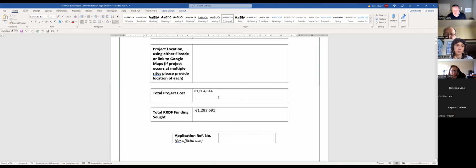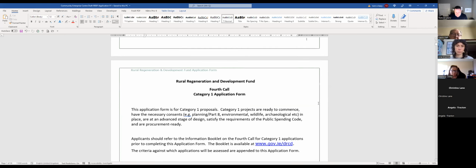This project was 1.6 million in cost, and they were looking for 1.2 million. Well, this project actually is in to be processed at the moment. It's in the assessment stage. They haven't got the announcement yet. Hopefully they will get funded.